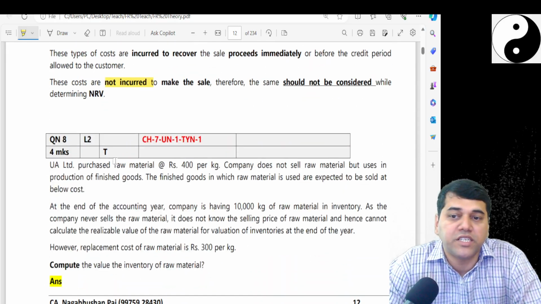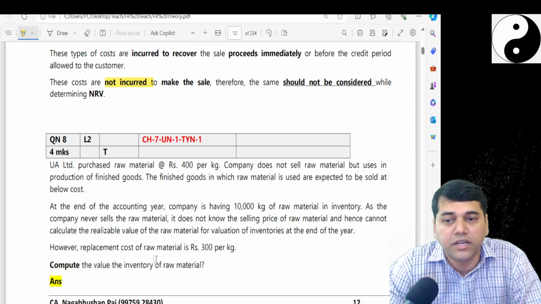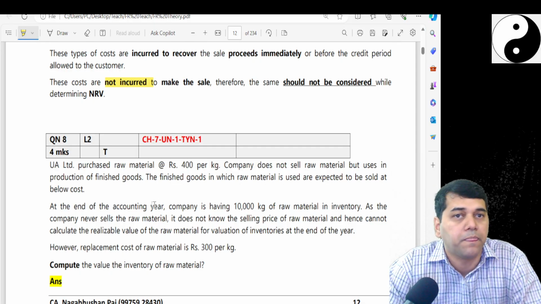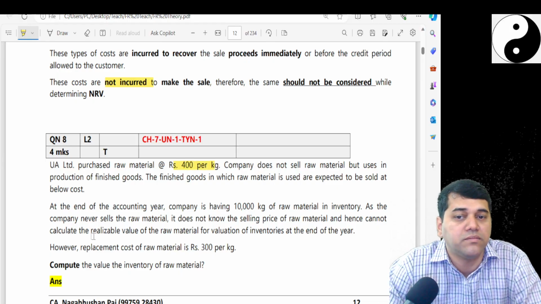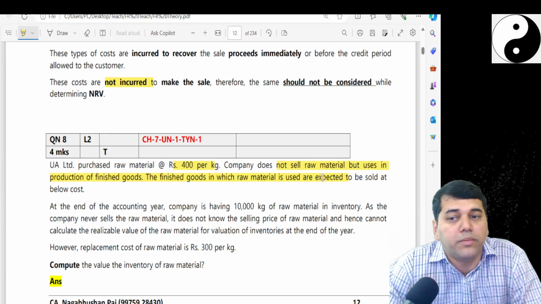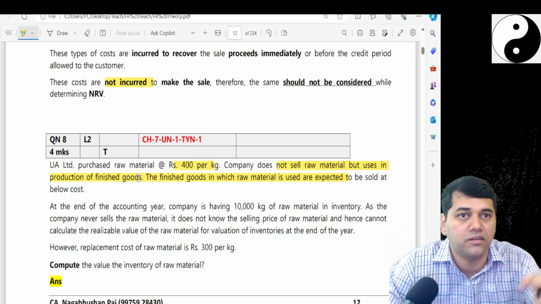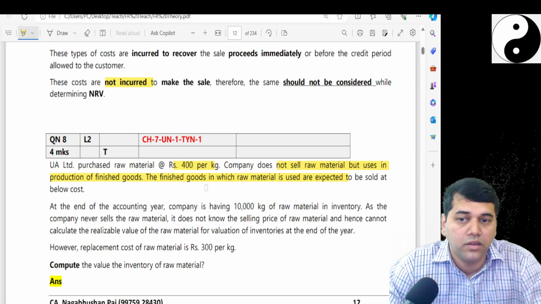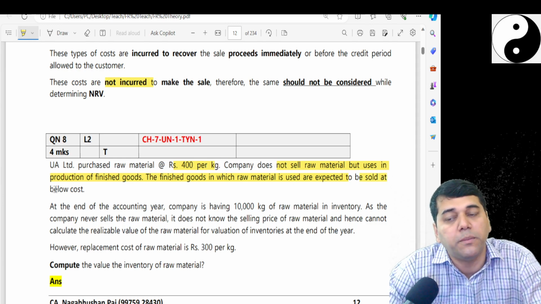UA Limited purchased a raw material. Okay, this is that replacement related cost example. UA Limited purchased a raw material at 400 rupees per kg, and you do not sell the raw material but use it in the production process, like I told you the plastic bag example with that fruit seller. Now the finished goods in which the raw material is used are expected to be sold below cost.